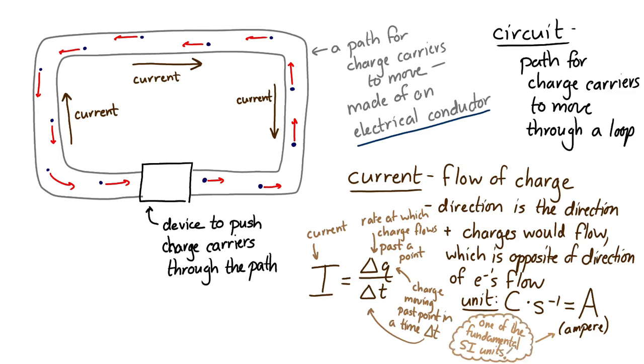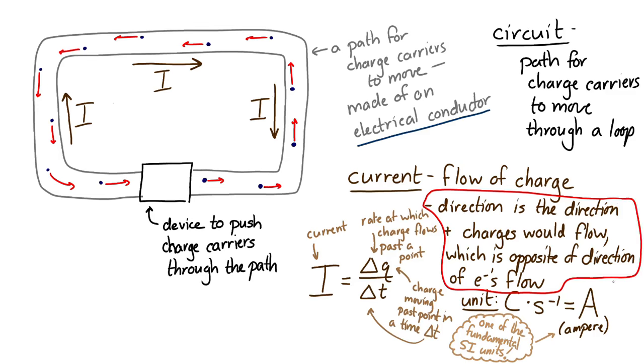Now I want to remind you, current, what we call conventional current, is defined as the direction that a positive charge would flow through a circuit, which is opposite to the direction that negative charges actually flow through the circuit.